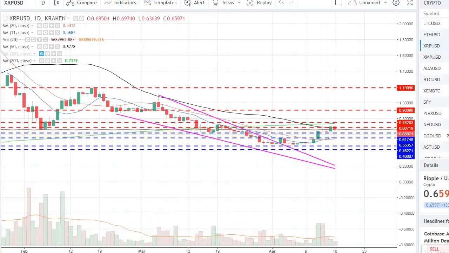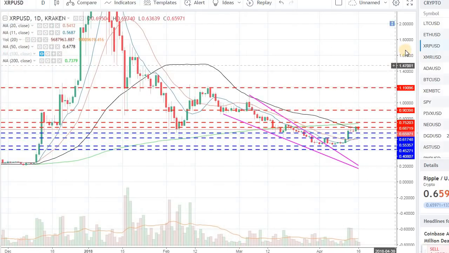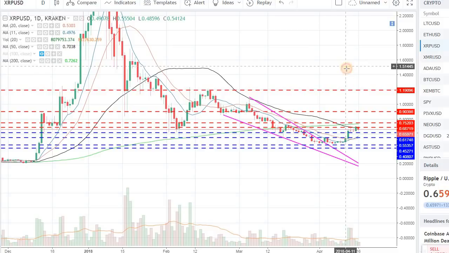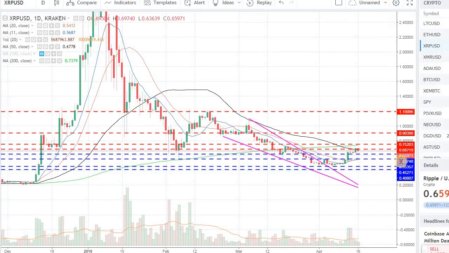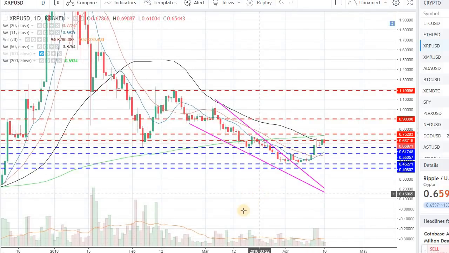let me just consolidate this chart a little bit more. The one thing that I really like about Ripple is it's a little bit more mature project.